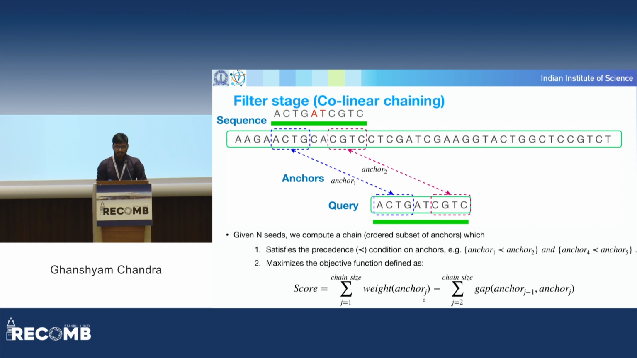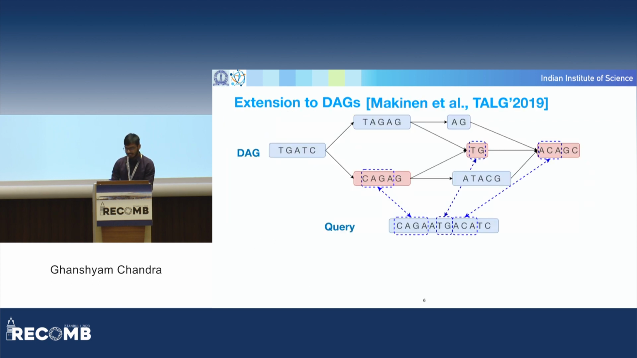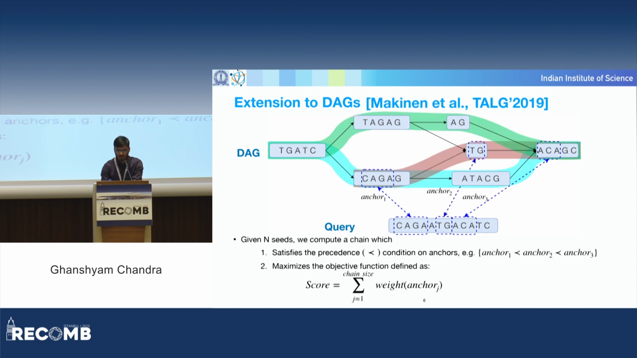Now, Makinen et al. decomposed a DAG into a set of paths, and extended sequence-to-sequence collinear chaining to sequence-to-DAG. Formally, given n seeds as an input to our algorithm, we want to compute a chain which satisfies the precedence on anchors. We say anchor 1 precedes anchor 2 if there exists a path from anchor 1 which can reach anchor 2. If anchor 1 and anchor 2 lie on the same vertex, then anchor 1 should occur before anchor 2. Based on the precedence definition of anchors, we'll have multiple chains.